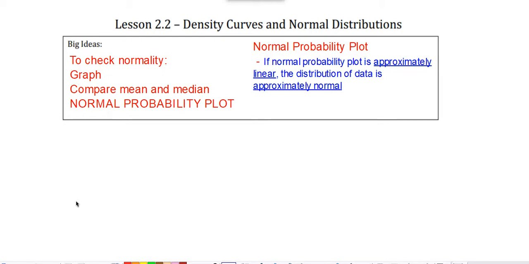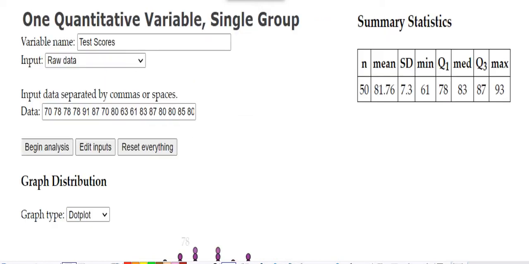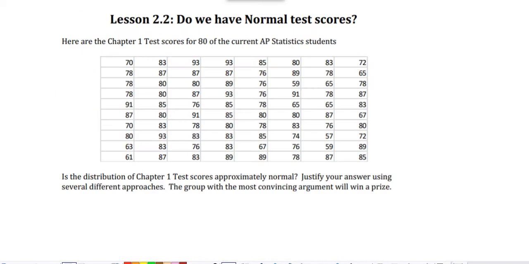Now, if the normal probability plot is approximately linear, you know what linear is, right? If the dots form a line, the distribution of data is approximately normal. Okay, let me go back to the values. We don't have the normal probability plot here, so we're going to make our own.